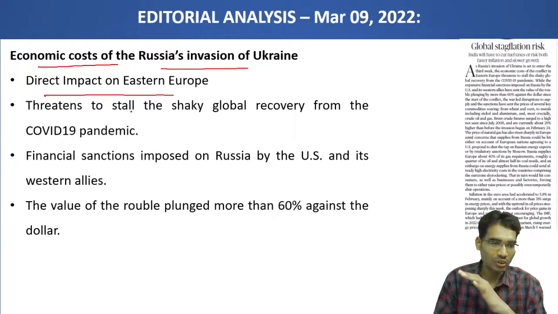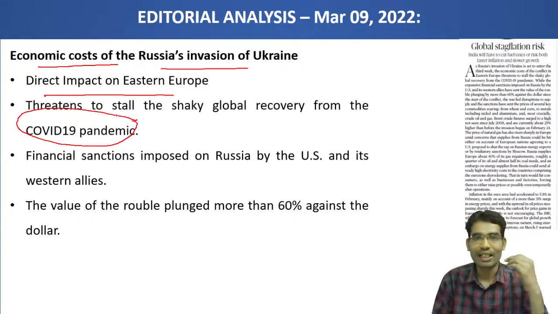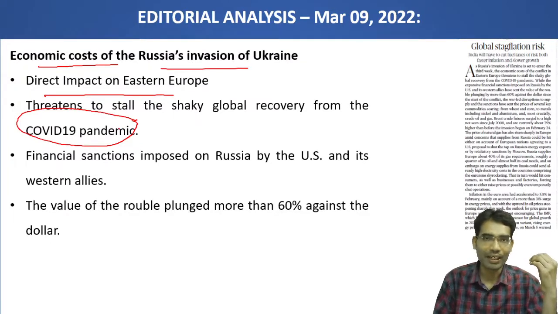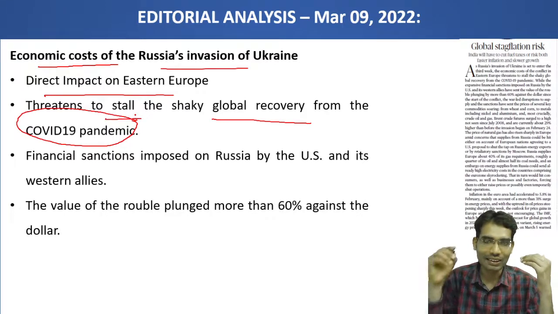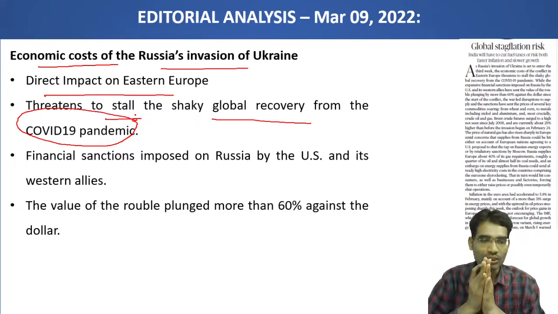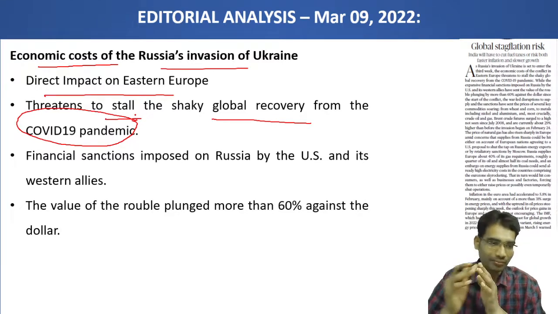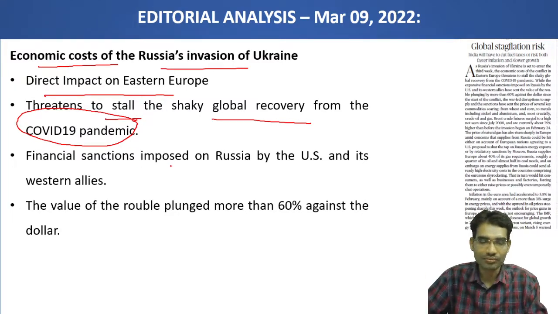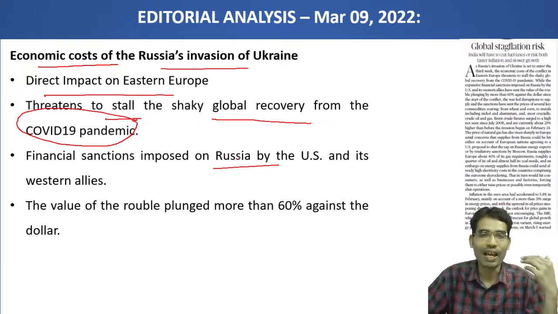For the last 2 years, entire economy of the globe came to standstill due to COVID-19 pandemic. Now, entire world economy is on the recovery path. However, due to this tension, now this war is threatening to stall the shaky global recovery. Financial sanctions imposed on Russia by US and its Western allies, it will have consequences on the global economy.